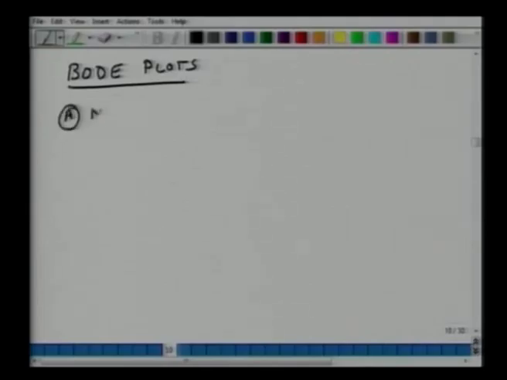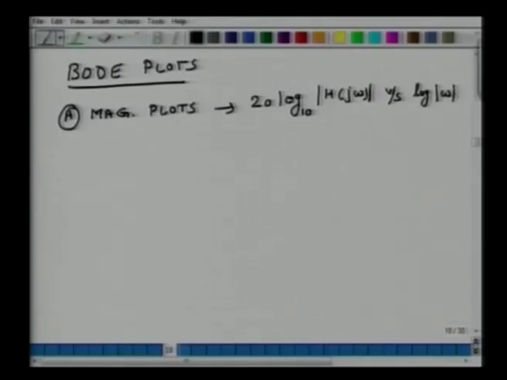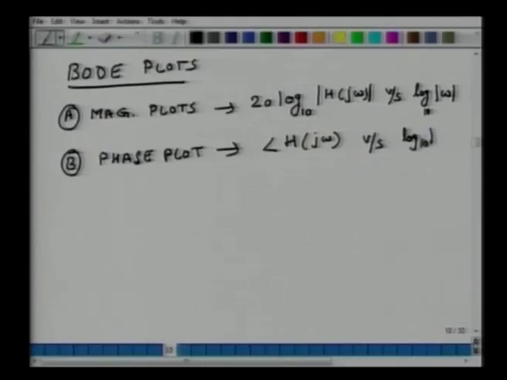So there can be two types of Bode plots. One is magnitude plots, and this is basically a plot of 20 logarithm on base 10 magnitude of H(j omega) versus, on the horizontal axis, we have log of omega. Again, log 10. And the second Bode plot is a phase plot. And here we are plotting the phase of H when s equals j omega, and on the horizontal axis we have log 10 omega.